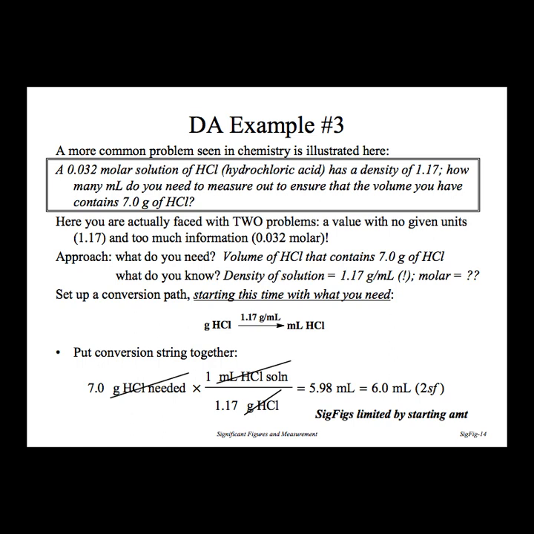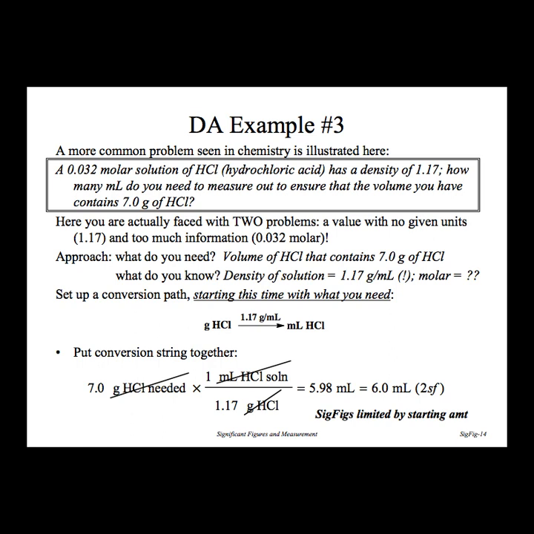We need to know the volume of HCl that contains 7 grams of HCl. Well, what do we know? We know the density of the solution is 1.17 grams per milliliter. Therefore, we have something that converts grams to milliliters, or milliliters to grams, depending on the way you use it. The molarity is not needed. So we set up a conversion path, starting this time with what we need. We need grams of HCl. We have grams of HCl. We need to know how many milliliters of HCl. We know that 1.17 grams per milliliter is the density. So put the string together.